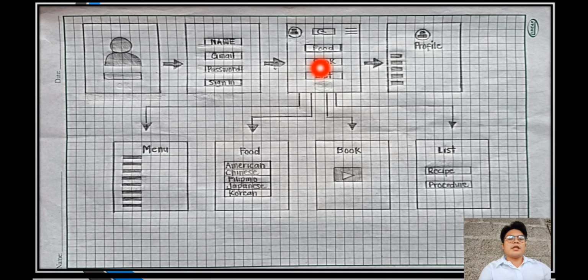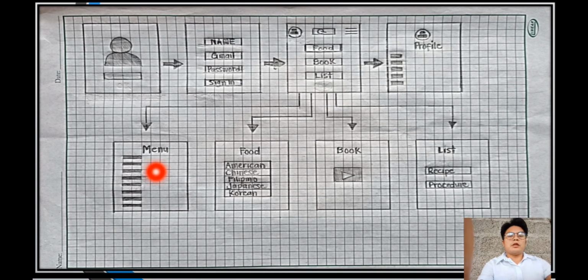Next, this is what the first page of the app looks like. It has a profile icon, search icon, menu bar, food button, book button, and list button. Next box is the profile. By clicking the profile icon on the first page of the app, we will see the user's profile and the other buttons on it.